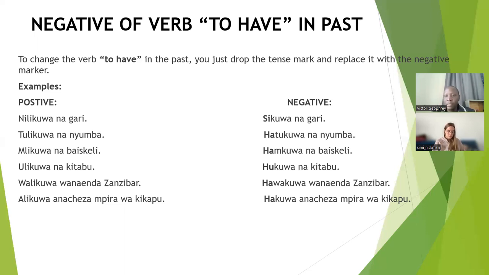The main verb, assistant verb, and the verb to be, which is ni, and you can see even kuwa is a part of the verb to be. In Swahili, we call them kitenzi kishirikishi, that is verb to be, and the kitenzi kisaidizi, that is assistant verb, and the kitenzi kikuu, that is the main verb.